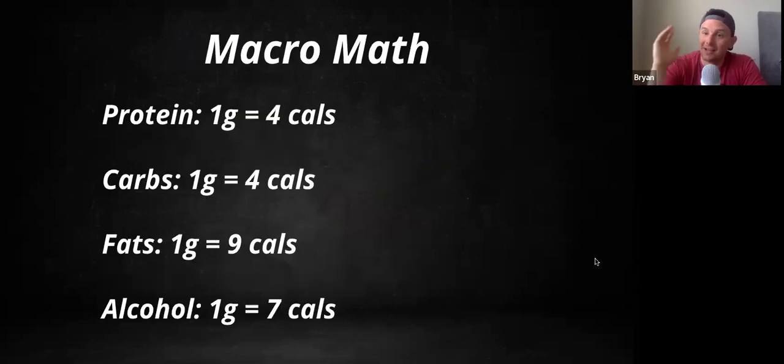Yeah, sorry. I got to really hammer that home because the macro math, the way that it breaks out, is that we have protein, carbs, fats, and alcohol. They all contain calories. They're all macronutrients. Okay. Protein, every gram is 4 calories. For carbs, 1 gram equals 4 calories. For fats, 1 gram equals 9 calories. And then when it comes to alcohol, 1 gram is 7 calories.